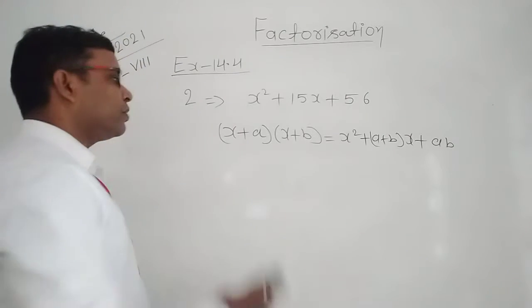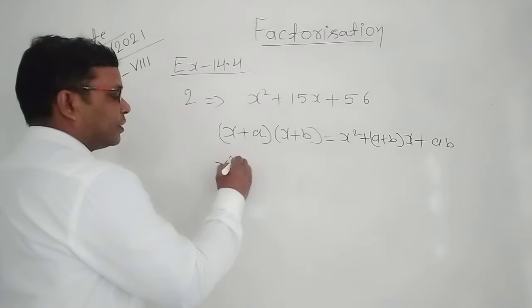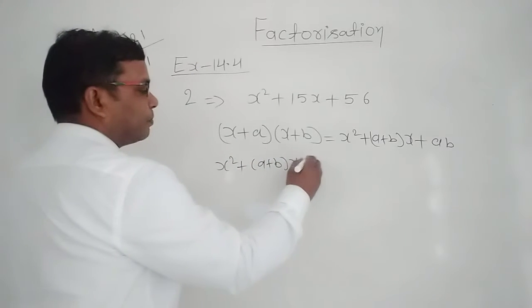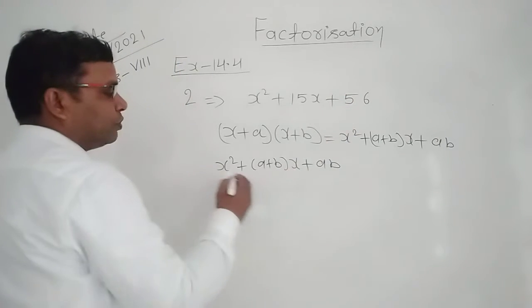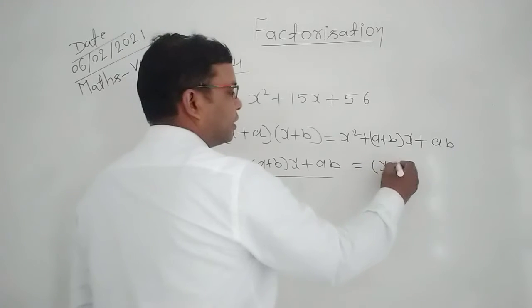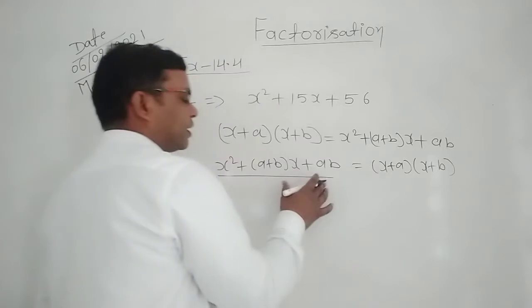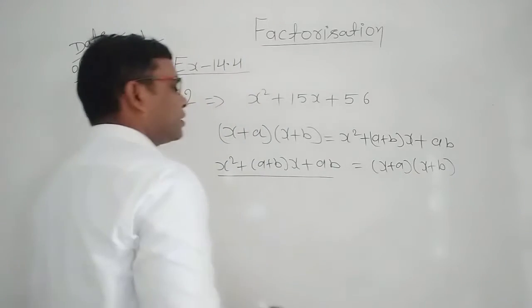Now we can also write it like this: x square plus (a plus b) into x plus a into b. If you compare the given expression to these identities, this is equal to what? x plus a into x plus b. If you factorize this expression, then you get x plus a into x plus b.